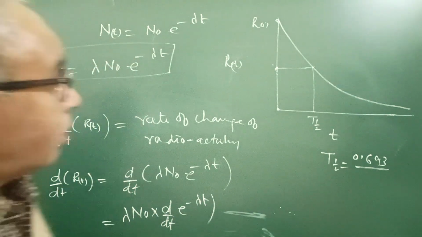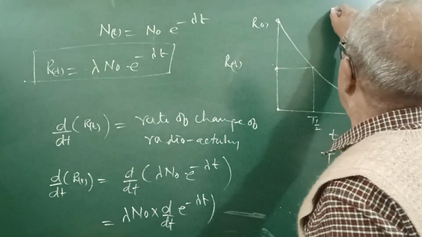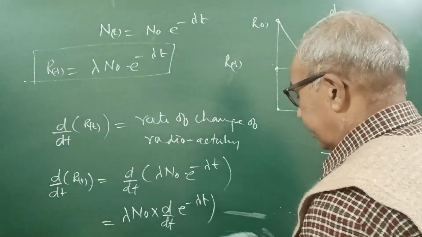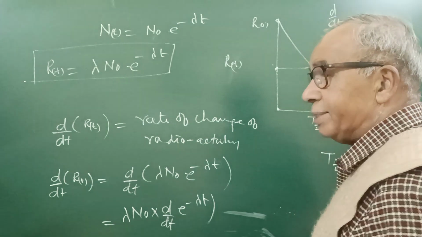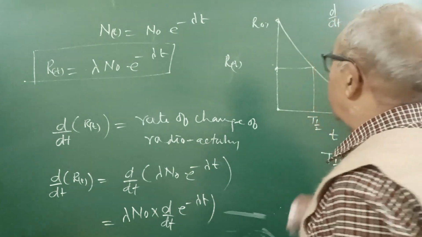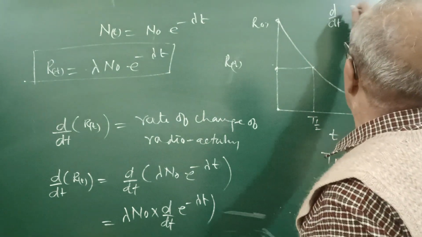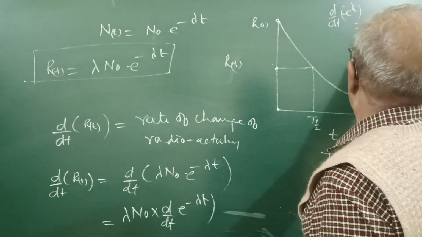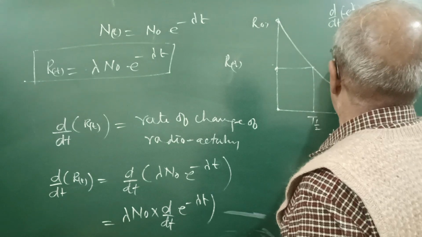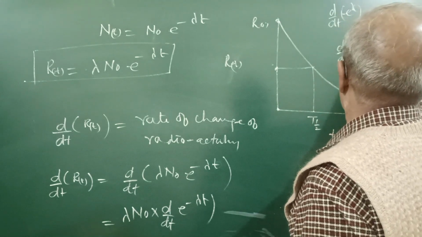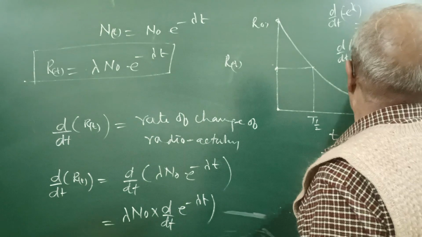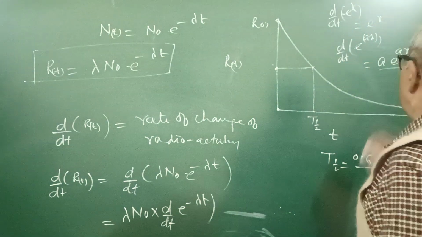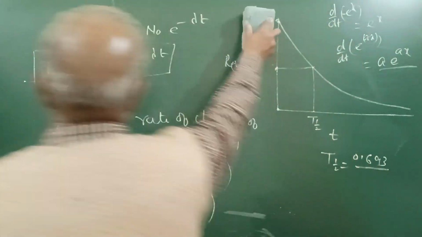I hope you remember d upon dt of e to the power x is e to the power x, but d upon dt of e to the power ax is equal to a into e to the power ax. Remember it.